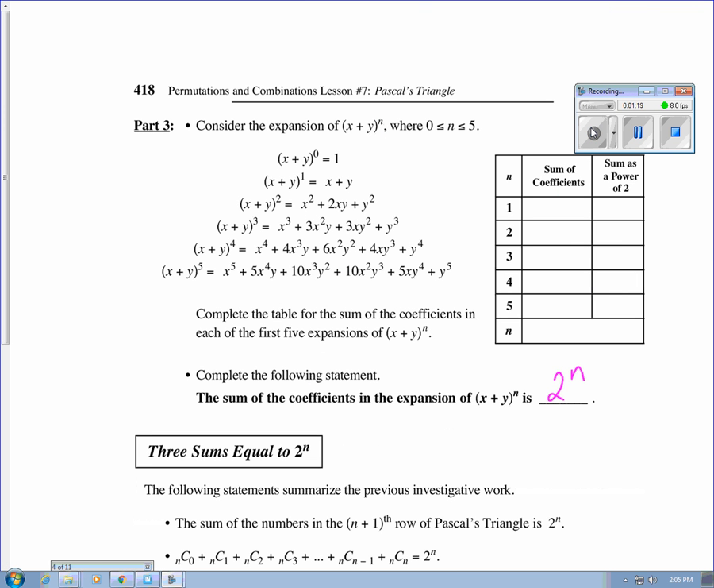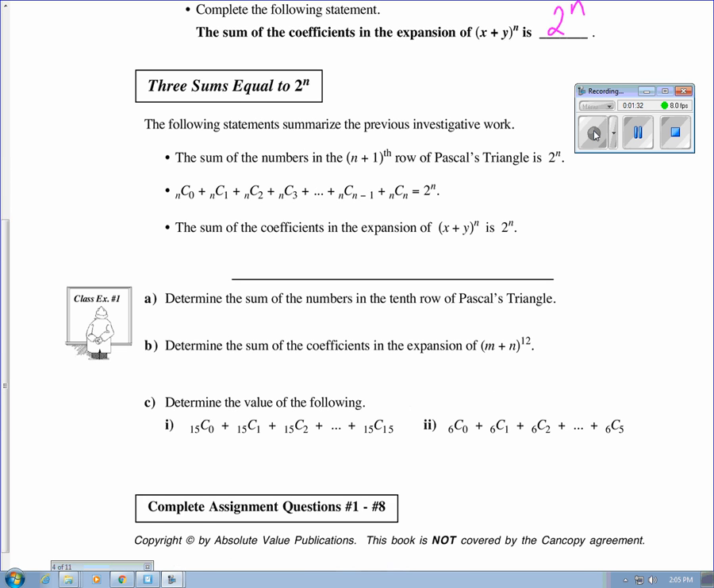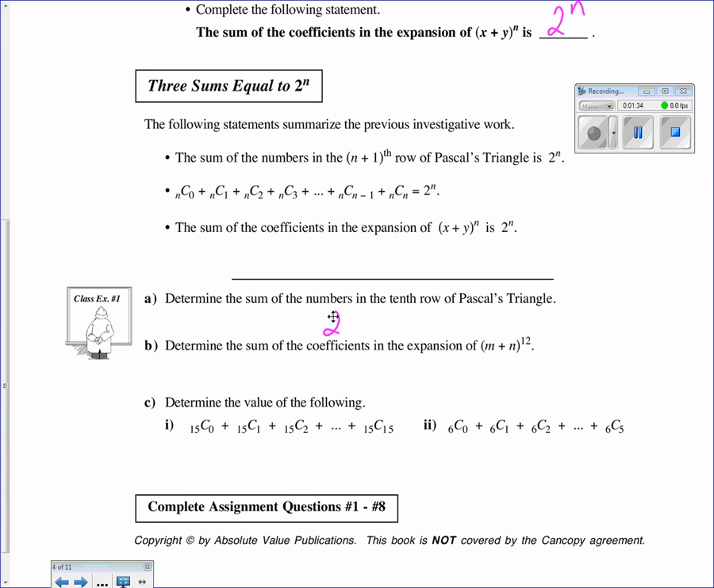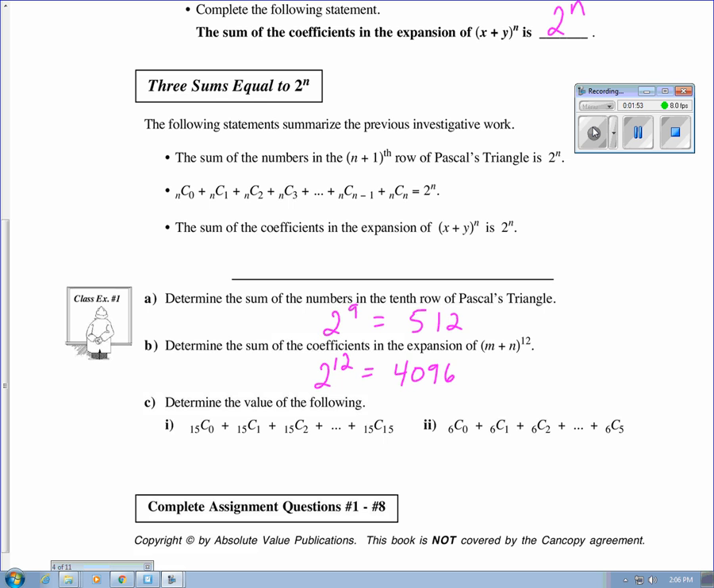So we've already done a lot of work with this. You can add your exponents and see that patterning, but we'll try some problems below. So if I'm in the 10th row of Pascal's triangle, my pattern of 2 references 2^9. If I'm looking at (m + n)^12, I'm not talking about rows. I can simply find the sum of the coefficients by going 2^9 or 2^12. So we'll calculate that.